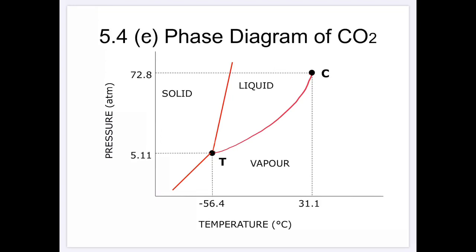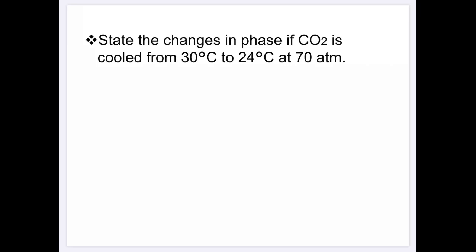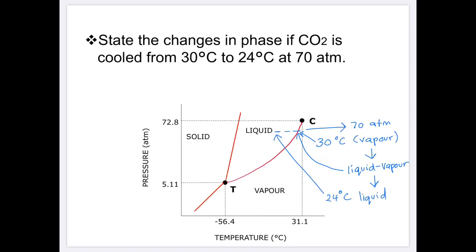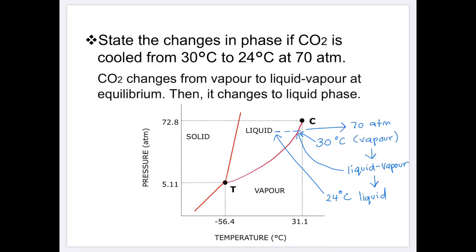Okay, last sekali kita nak tengok macam mana changes in phase berlaku menggunakan phase diagram. Sebagai contoh, kita ada phase diagram untuk CO2. Okay, soalannya, state the changes in phase if CO2 is cooled from 30 degrees Celsius to 24 degrees Celsius at 70 atm. So, first kali kita identify dekat mana 70 atm. Tengok mula-mula dekat 30 degrees Celsius, dia dalam keadaan vapor. Kemudian dia jumpa garisan. So, garisan tu menunjukkan liquid vapor at equilibrium. And last kali kita berada dekat 24 degrees Celsius, di mana dia berada dalam keadaan liquid. So, kita boleh tulis CO2 changes from vapor to liquid vapor at equilibrium, then it changes to liquid phase.